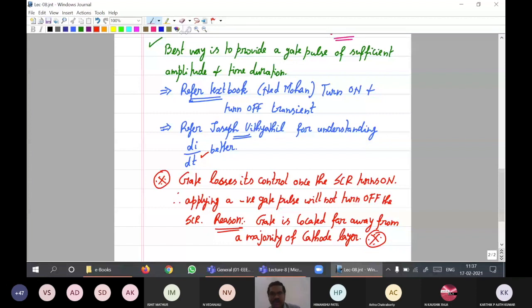Fine. There are 2 points, and then I'll stop. One point is, what is the remedy? Suppose you want a device which can turn on and turn off by a gate pulse. What should you do? The answer lies in locating the gate centrally. When you locate the gate at the center, it will have control over the entire cathode layer. You apply a positive gate pulse, the device turns on. You apply a negative gate pulse, the device turns off. That is possible. Such a device is called a gate turn off SCR, or GTO.